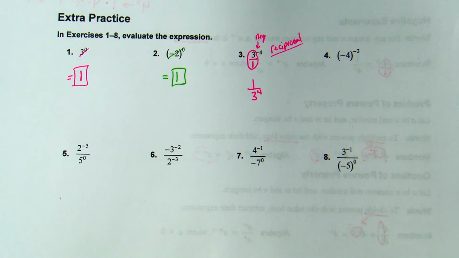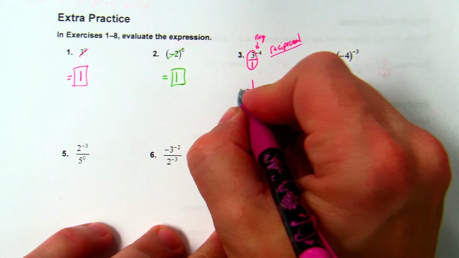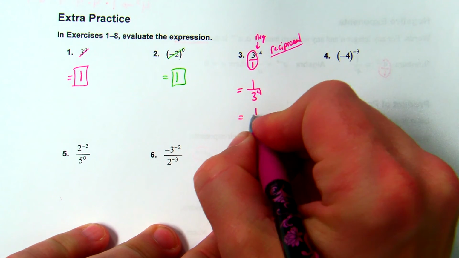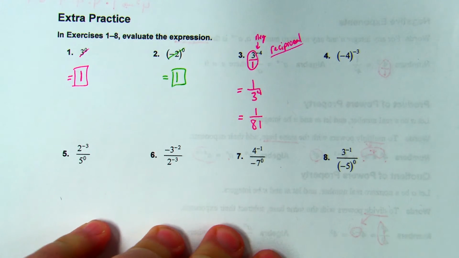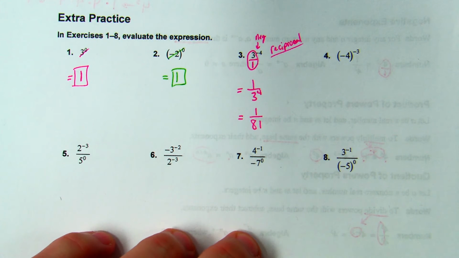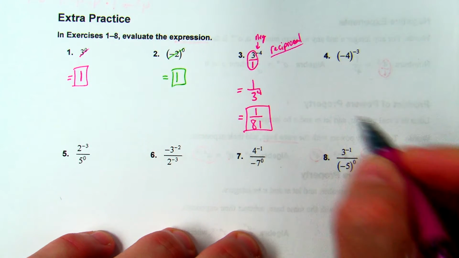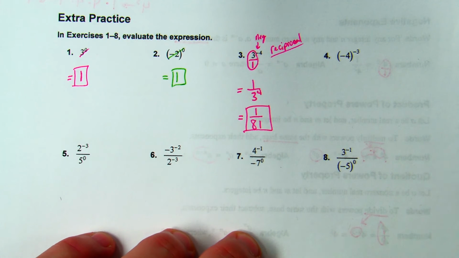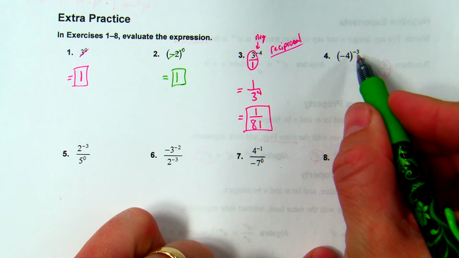And I could leave it like this, just evaluating the expression if I wanted to find out the actual answer to that. 3 to the 4th power is going to be 81. So you could also rewrite this as 1 over 81. If you want to get technical and put it in decimal form, you could also go further and do that as well.